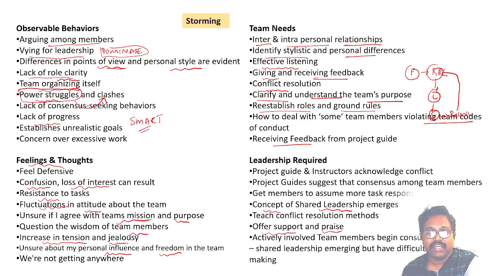And actively involved team members begin to consult with one another, and shared leadership will emerge. But again there will be some difficulty with respect to decision making in this stage. So even though shared responsibility or shared leadership is going to emerge at the end of the storming stage, again there will be some difficulty with respect to decision making skills.